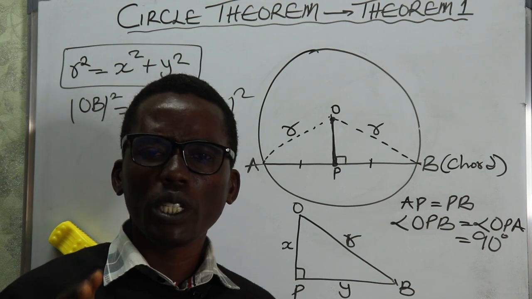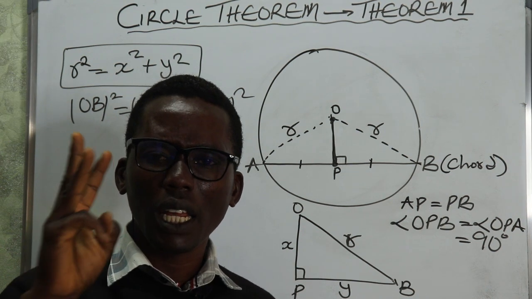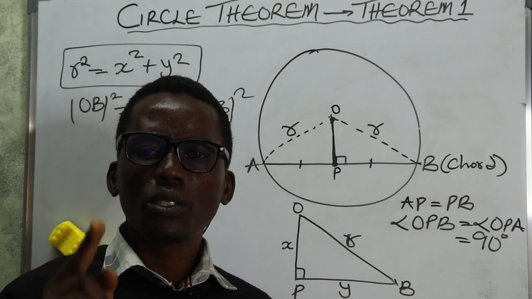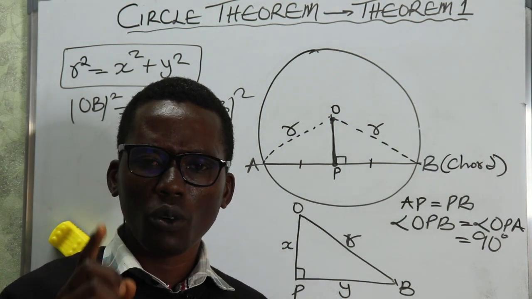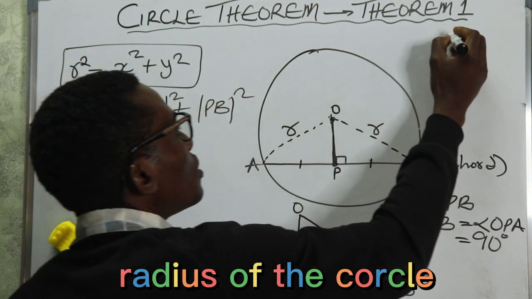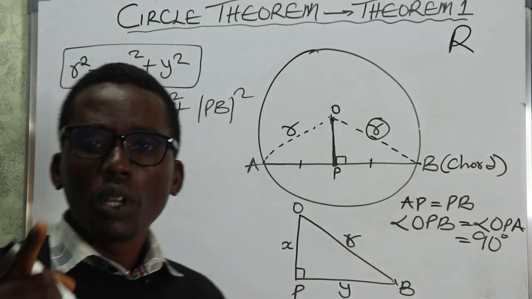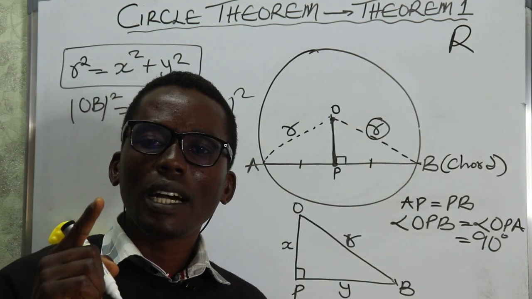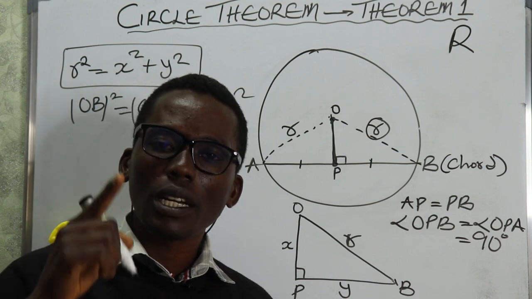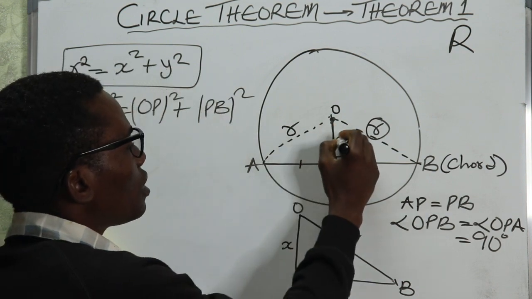Now, as you solve questions on this, remember three key things. 1, you will be asked to find the radius of the circle, which is this. 2, you will be asked to find the distance of the chord from the center of the circle, which is this.